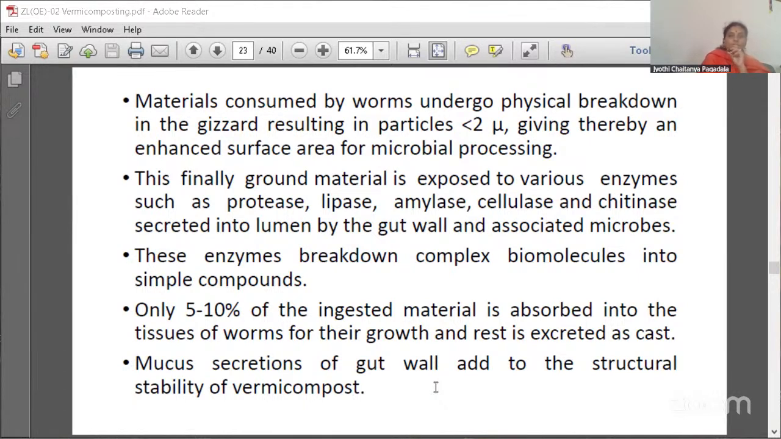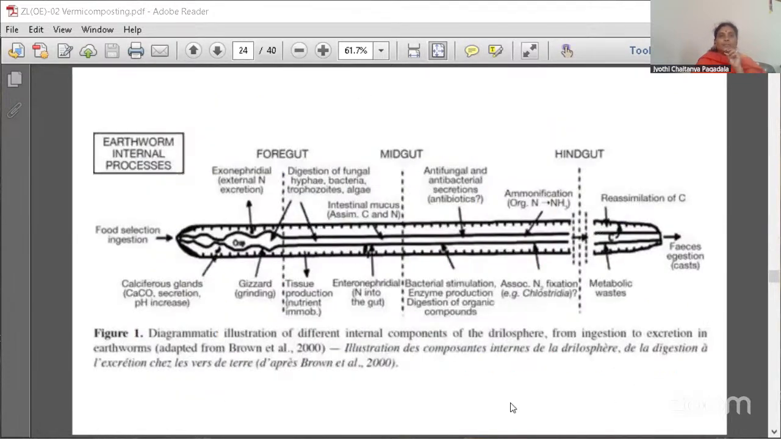Only 5 to 10% of ingested material is absorbed into the tissues of the worms for their growth, and the rest is excreted as cast material, and mucus secretions of the gut wall add to the structural stability of vermicompost.